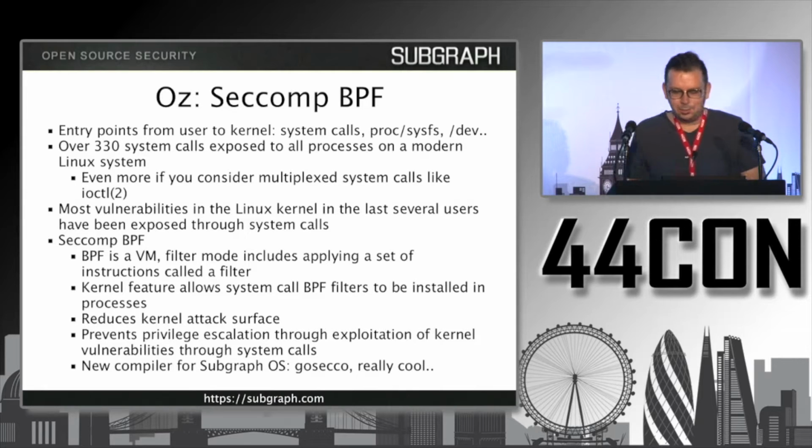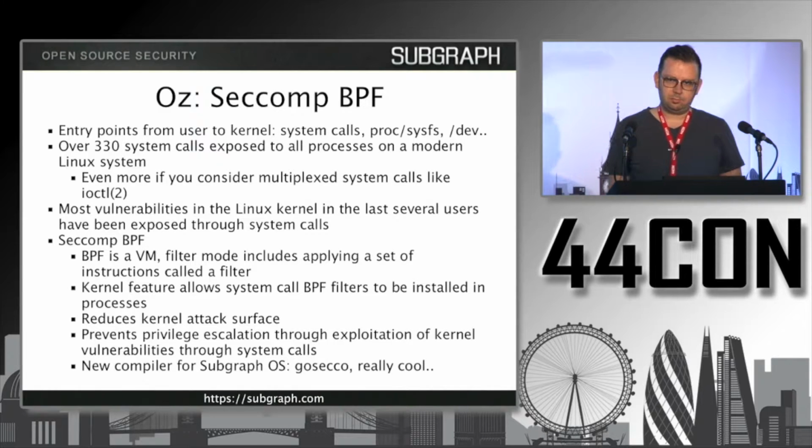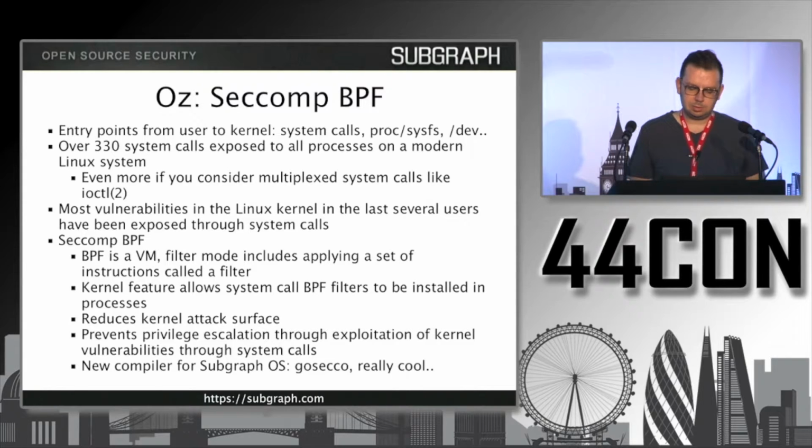Today in the current Linux kernel, there's over 330 system calls, and if you consider that some of those system calls at least are kind of like multiplex system calls, like ioctl does so many things. setsockopt is another complicated system call. The code paths into the kernel are even greater than that. I mean, 330 system calls is not the right way to think about this exposure.